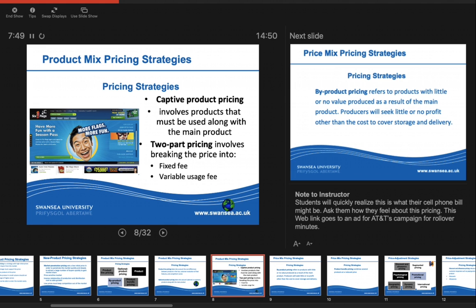Two-part pricing involves breaking the price into 2. So you have a fixed fee for something and a variable usage fee. Now, one company that has started doing this is the ARC car wash company that operate car washes throughout the UK. They have a subscription service that allows you to get up to 80% off your car washes if you pay a fixed fee at the start of each month. But again, what this is doing is it's locking your customers into your product offering.